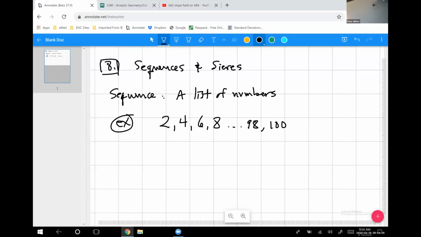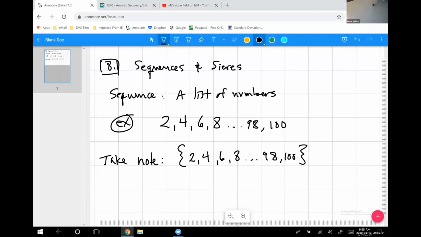So this is the idea of a sequence, that it's not only a collection of numbers, but they're listed. And so how is that different? So for example, if I just have some numbers without any ordering to them, then we'll usually refer to that as a set. So let's compare that. If I use a big curly bracket notation like this, then I could have items in a set 2, 4, 6, 8, 98, and 100.